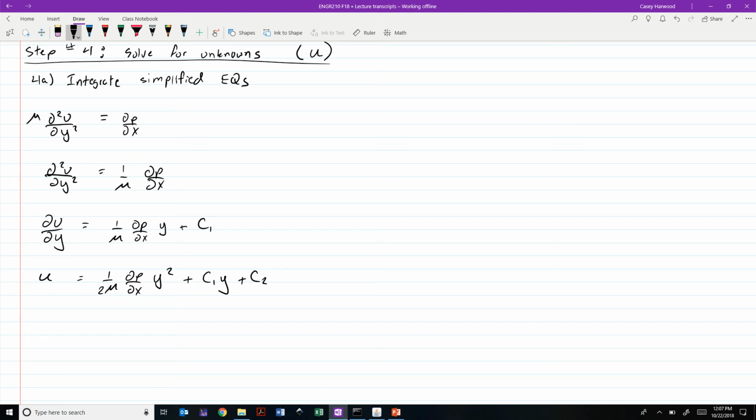So we've got an expression for u, but it's not uniquely determined yet because we've got these unknown constants right here, c1 and c2. So in order to fully define our solution and make it unique, we need to go through step 4b and implement known boundary conditions.